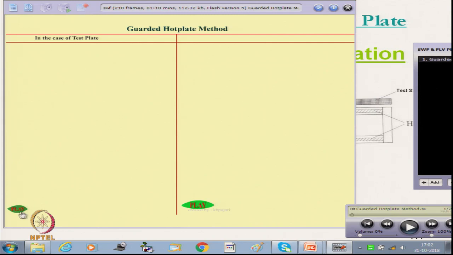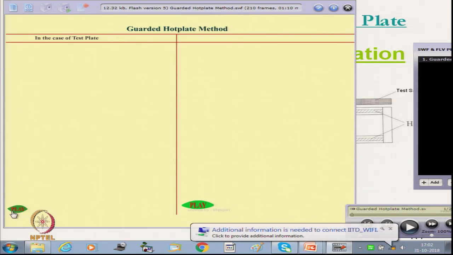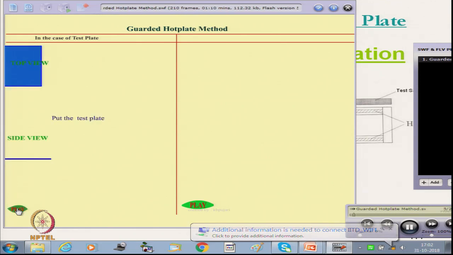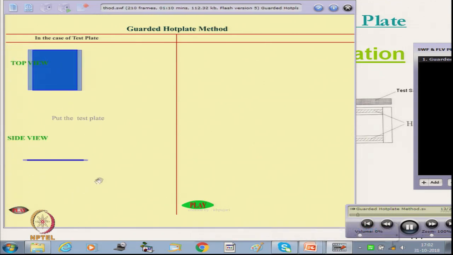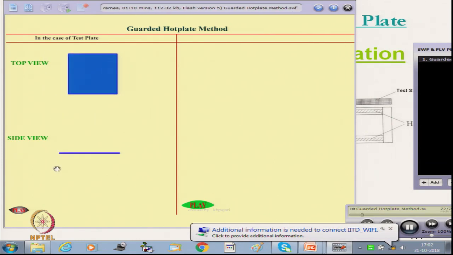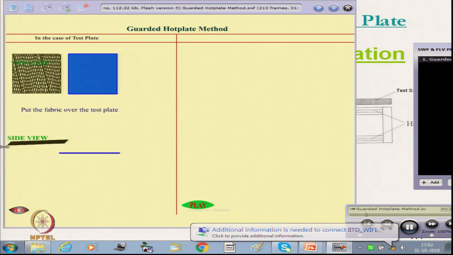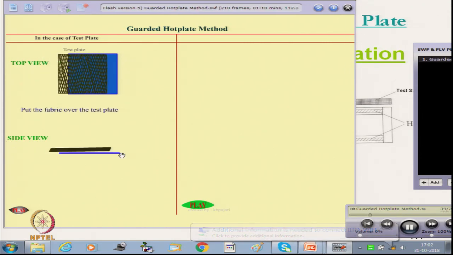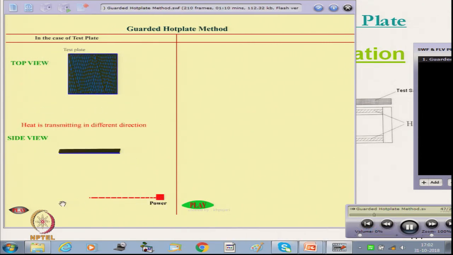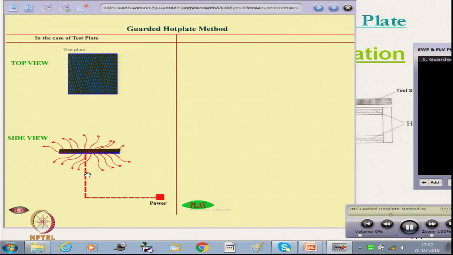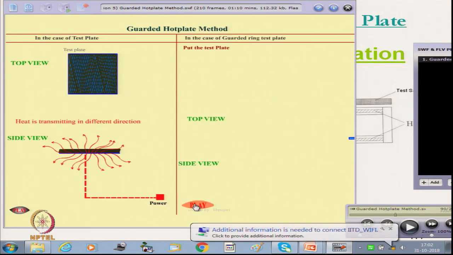First we will see only the test plate, without any guard plate and bottom plate. This is showing the top view and this is the side view. The plate is there, above that we place the fabric specimen, and then the test plate is connected with a heater, and once it is heating, the heat will flow in different directions.